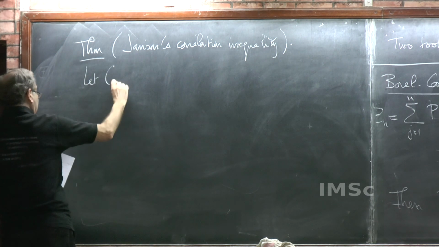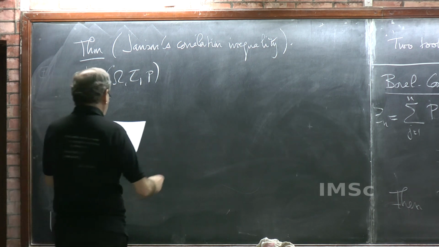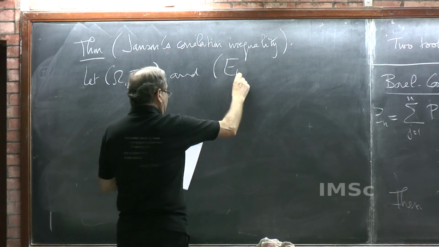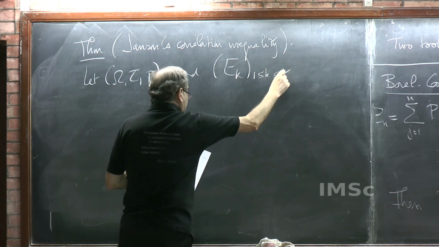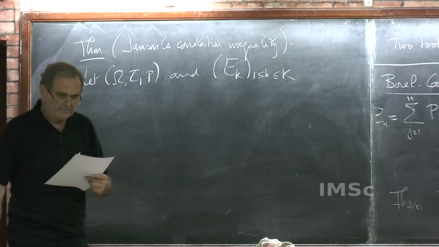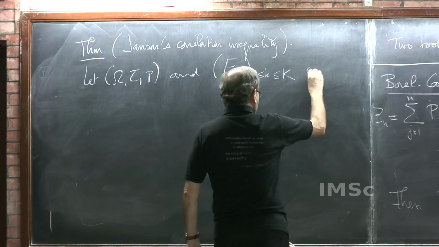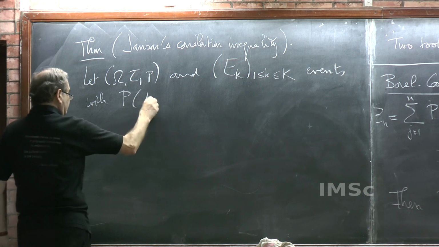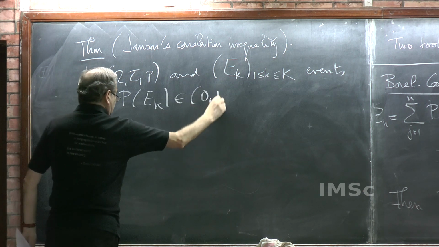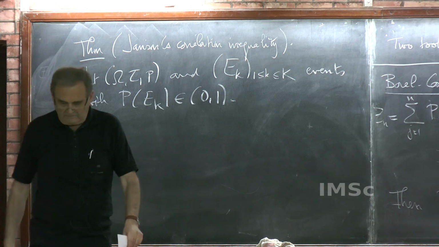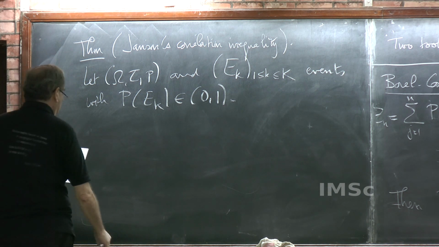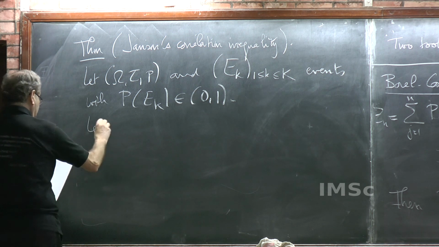Okay, you consider again, as usual, a probability space, and you have a finite family of events Ek, little k between 1 and capital K. So those are events with probability of the Ek which belongs to (0,1). In some way, if the probability is 0 or 1, this is not really interesting. You can suppress them easily. So it's not a big restriction, but if you want to write something which makes sense, you have to assume that.